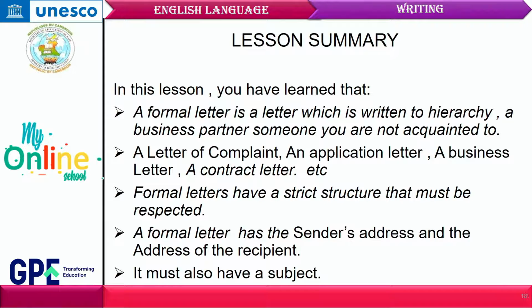Formal letters have the sender's address and the address of the recipient or the addressee. There are 2 addresses on a formal letter, and a formal letter must also have a subject. The topic for which you are writing must be on a formal letter.